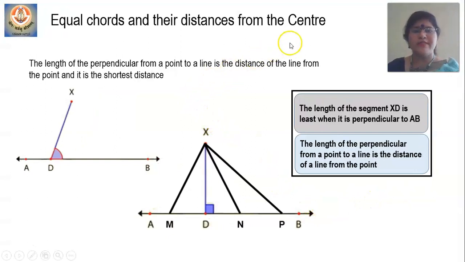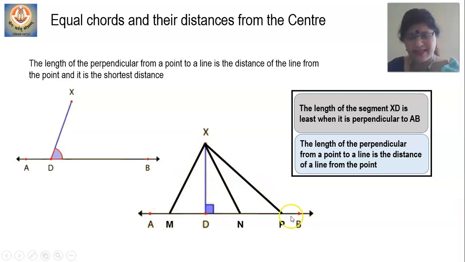Equal chords and their distances from the center. What is the meaning of this? I have taken segment AB and another segment XD is drawn. Let's compare this with the diagram out here. Here I have drawn XD perpendicular to this line AB. What I'm trying to show out here is the length of segment XD is least when it is perpendicular to AB. You compare the various line segments which are drawn on this AB.